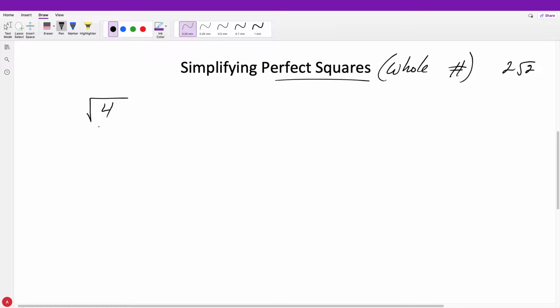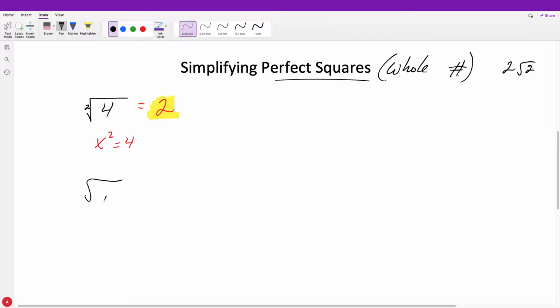So think about what we talked about before. When there's no number written in that corner, we know it has an index of 2, or we're taking the square root of a number, and what we're asking ourselves is what number squared is equal to 4? And we know that in this case, 2 squared gives us 4. So this is considered a perfect square because when we take the square root of 4, it gives us a whole number in return.